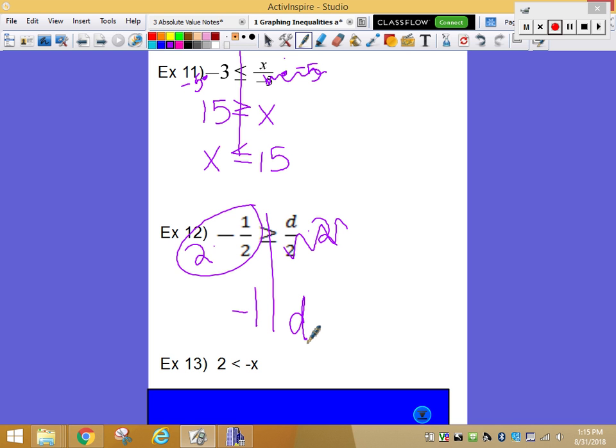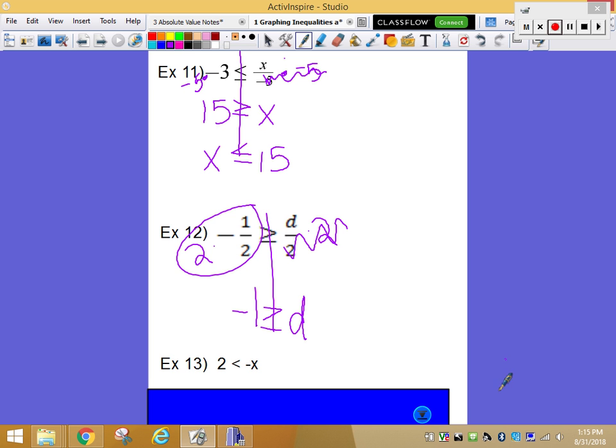Now, did I multiply by a negative? No. I multiplied by 2. Okay? It doesn't matter that the 1/2 was a negative. All that matters is what you multiplied by. So I multiplied by positive 2. So do not flip that inequality. Okay? I multiplied by 2, not negative 2. So don't flip it. Now, what's wrong with this answer?